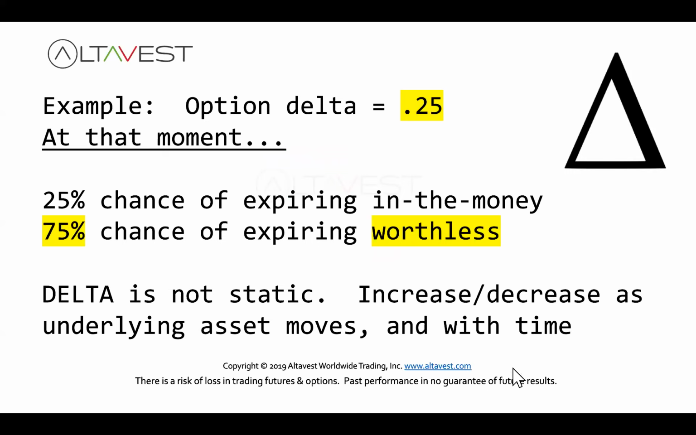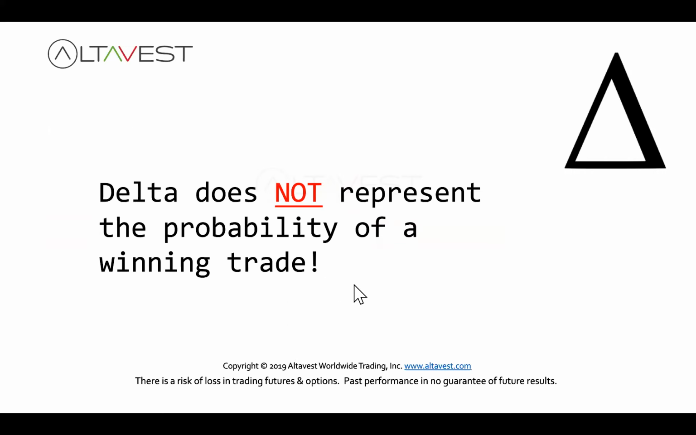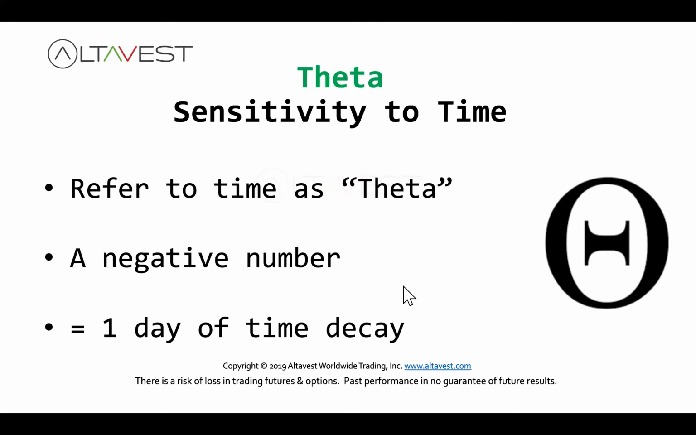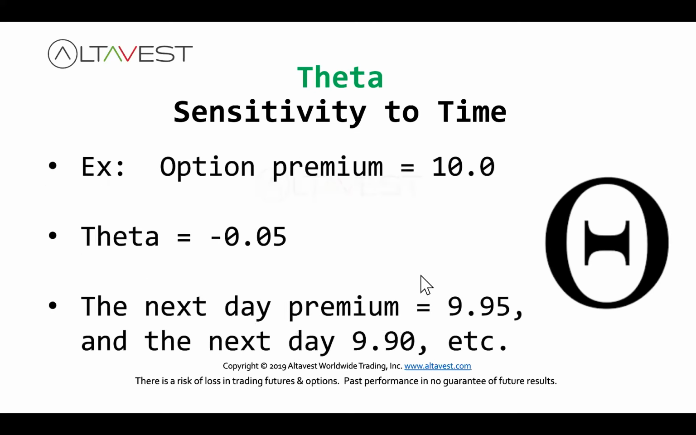And of course, delta is always moving as price and time move, and it is not the probability of a winning trade. Some people make the mistake of defining it that way. And remember, theta is the other Greek. It's time decay. Options have a limited lifespan. So what does theta refer to? It's a negative number. It equals 1 day of time decay. So if a premium is 10 points and theta is negative 0.05, the next day the premium would drop from 10 to 9.95, and then after that down to 9.90 and so forth.